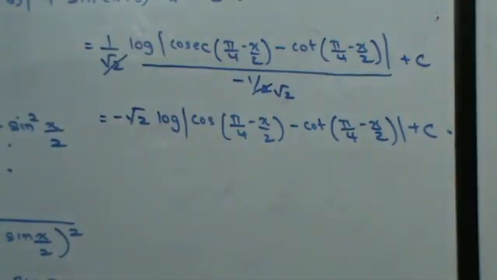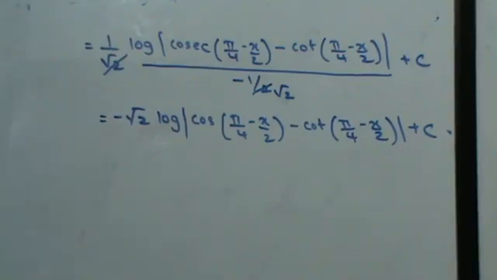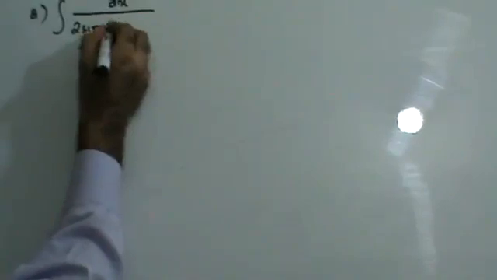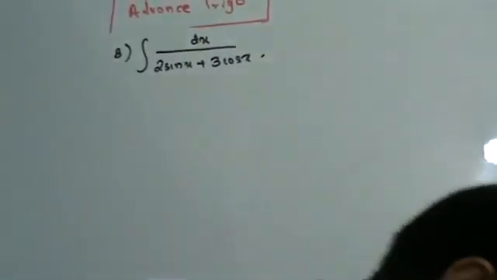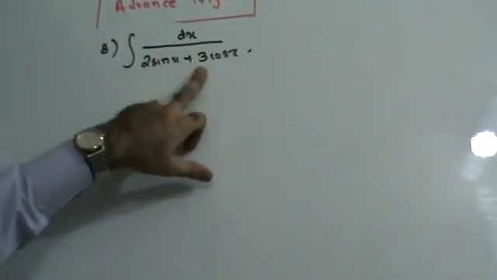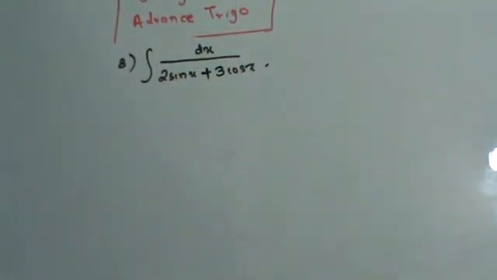Nice sum. Let's see another sum, guys. Integral of dx upon 2 sin x plus 3 cos x. Right? Now I have different numbers here, totally non-related numbers.